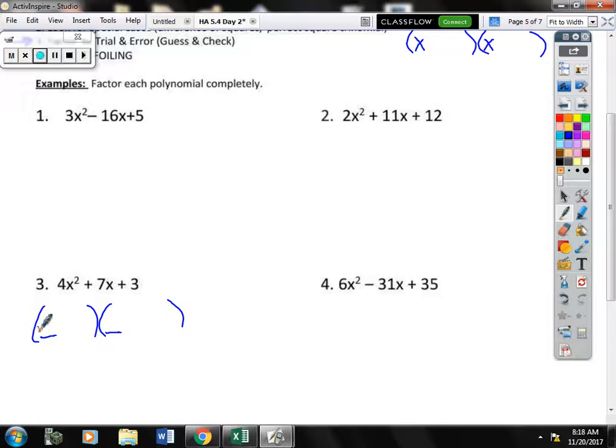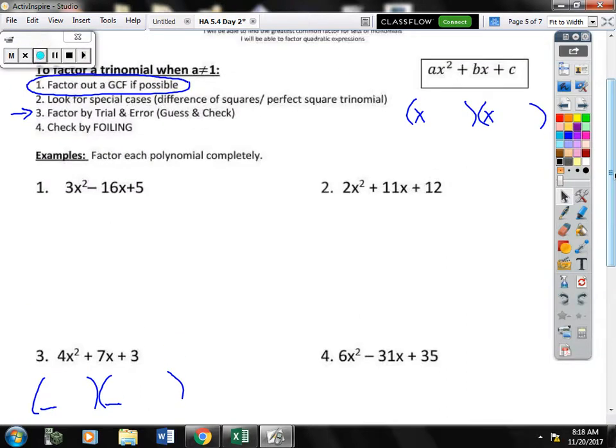You definitely want to use pencil for this, not pen, okay? Because you will be erasing as you go. All right, so that's what we're going to do. Factor by trial and error. You need to unfoil this expression. So you want to list the factors of the first term, which this one is kind of easier.